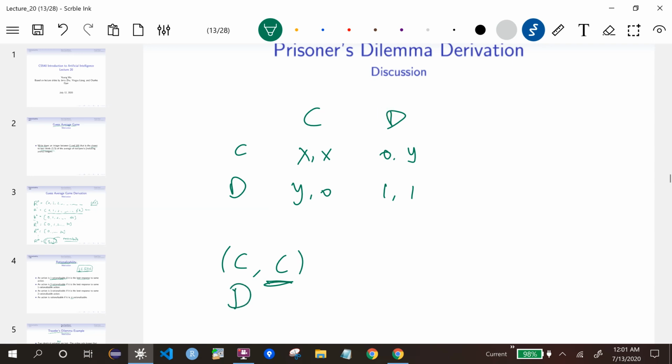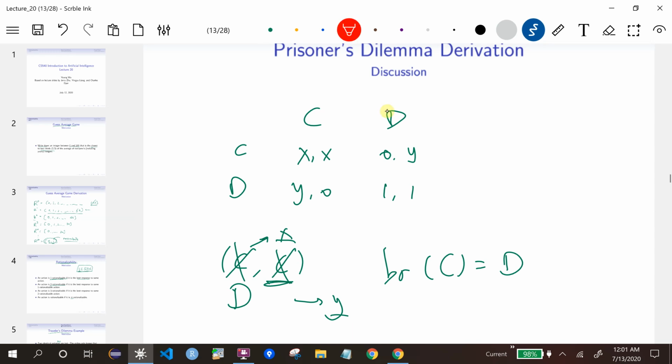if I confess, then I will get y, and if I stay denying, I will only get x, and y is strictly larger than x, so the best response to C is actually D. So C is not a best response. And since the game is symmetric, the other C is not a best response either. So this is not a Nash equilibrium.